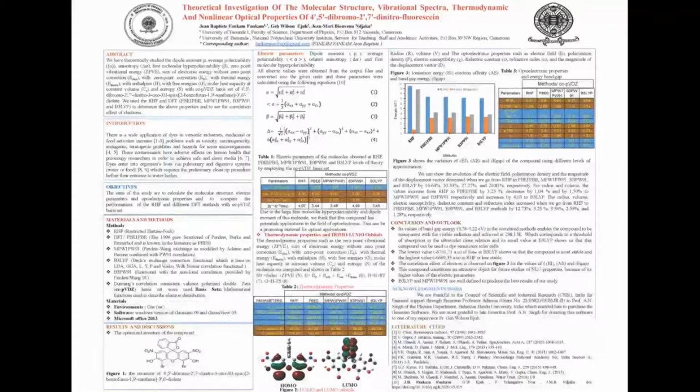4,5-dibromo-2,7-dinitro-3-oxo-3H-spiro[2-benzofuran-1,9-xanthene]-3,6-diolate, or ES and B dye. This compound constitutes an attractive object for future studies of nonlinear optical materials, because of its high values for the electric parameters. Thanks for paying attention.